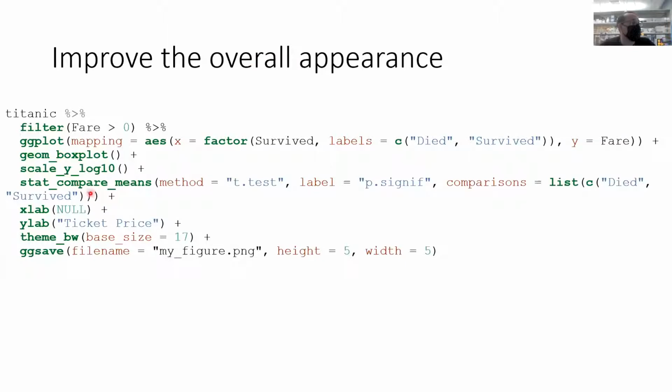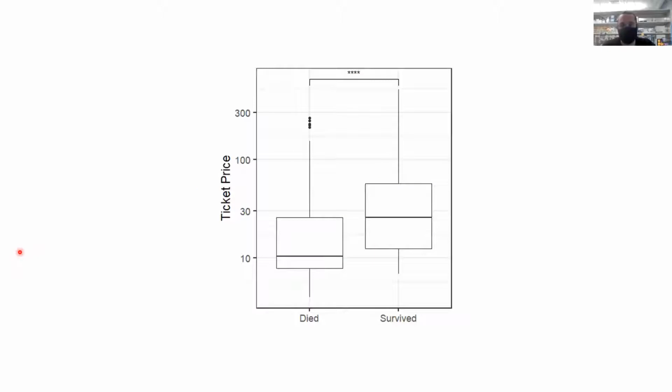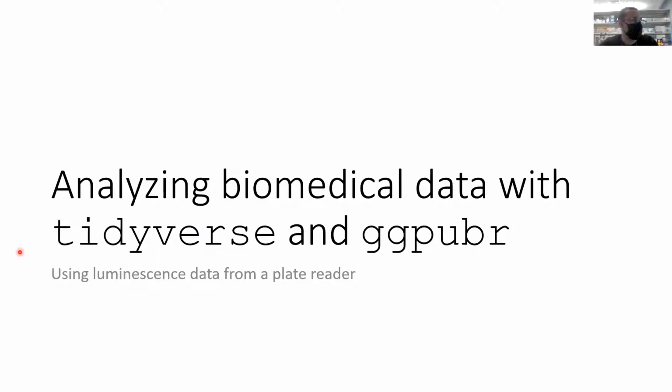In the end, we're going to add a couple more layers just to improve the overall appearance. We're going to make the x label NULL, so we're going to take that away because it already says died and survived. We're going to call the y-axis ticket price. We're going to make a black and white theme, and then we're going to do ggsave at the end. We're going to call this file myfigure.png. We're going to give it a height and a width of 5 inches, and that will save that figure as an image that looks like this. So before we move on to biomedical data, let's do this in RStudio.